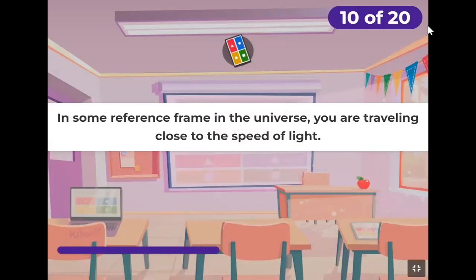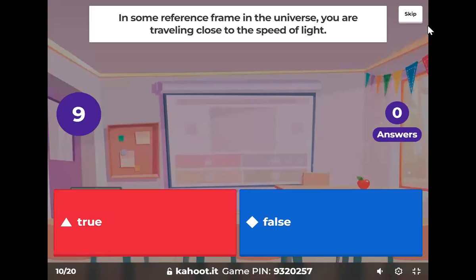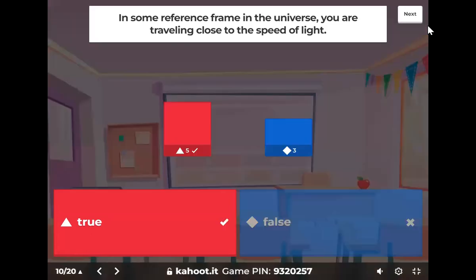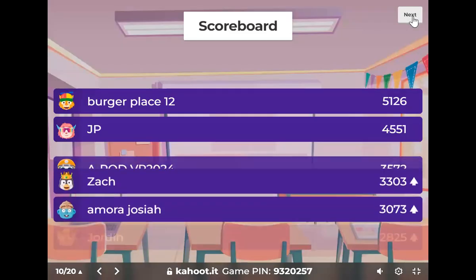In some reference frame in the universe, you are traveling close to the speed of light. True. Yeah. You guys see that picture up there above the door? The Hubble Deep Field. There's the edge of the observable universe. Those galaxies and us relative to each other, we're moving at relativistic speeds.